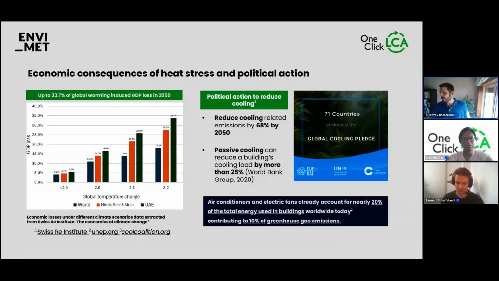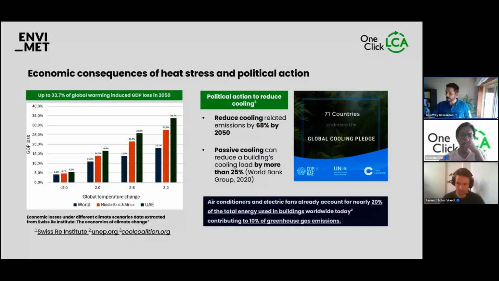As you can see, the blue histogram is representing the world, and systematically the Middle East and Africa in orange always exceed the world number, and the UAE is even worse. So really, it's of greater importance for the MENA region.